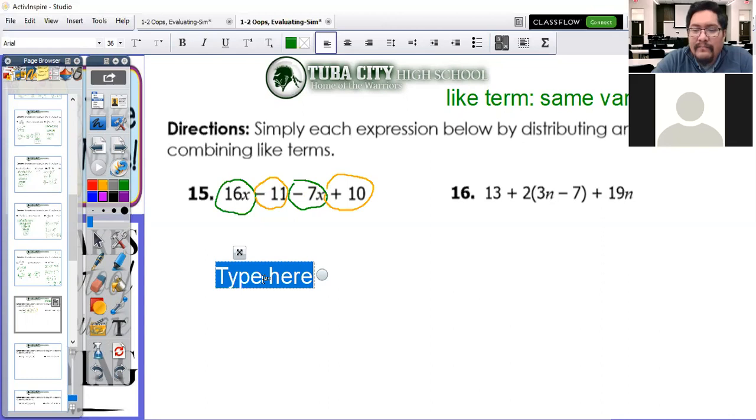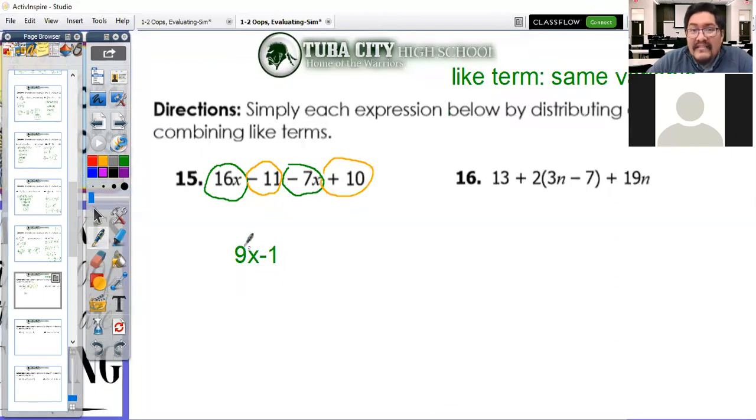16 minus 7, that's going to be 9x. Now, we work on the orange group, which are, again, the constant values, which means they have no variable. And this is 10 minus 11. So 10 minus 11 is going to be negative 1. Now, these are not like terms, 9x and -1. So again, they're not like terms, so we cannot put those together. Since we can't put them together, this is the simplest way that we can express our answer.